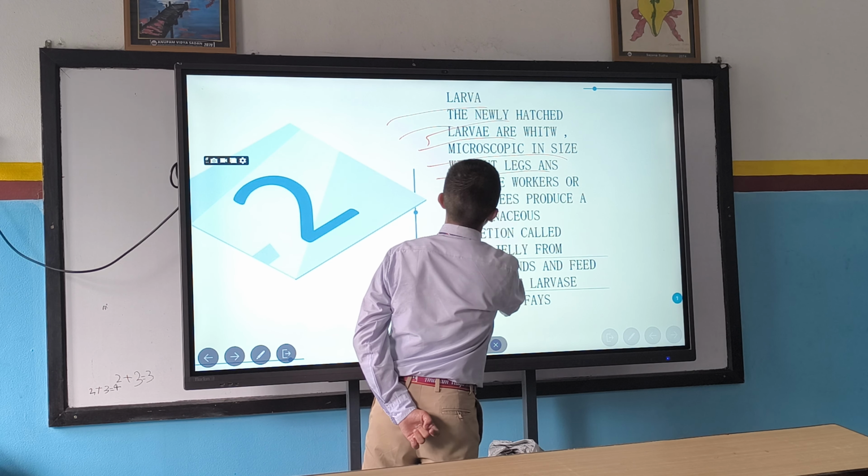Now, pupa. In the pupa stage, the bee begins to develop legs, eyes, and wings. The process is called osteogenesis. The pupae take a different time duration to change into adult bees.